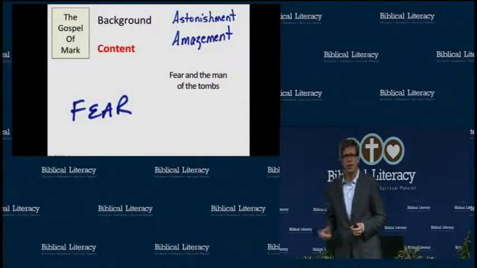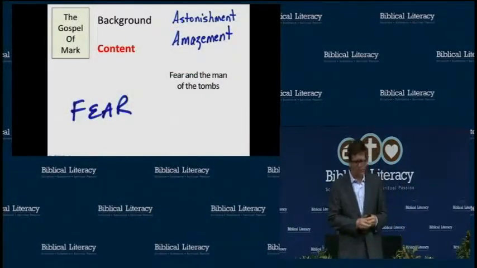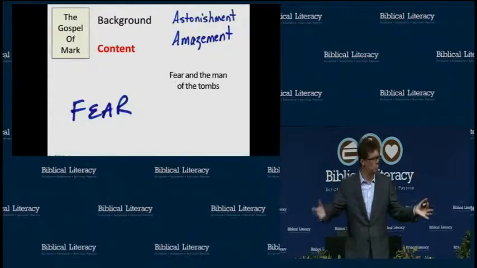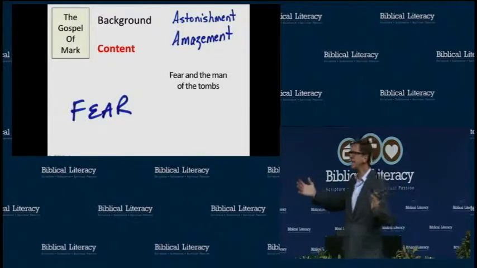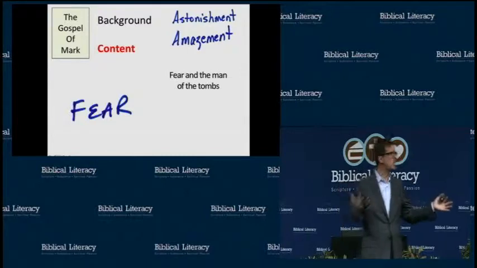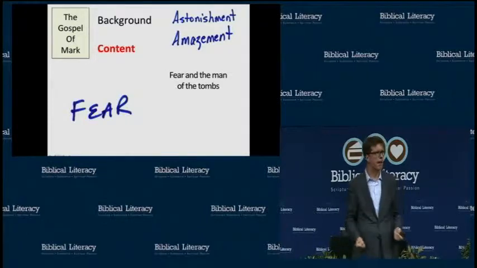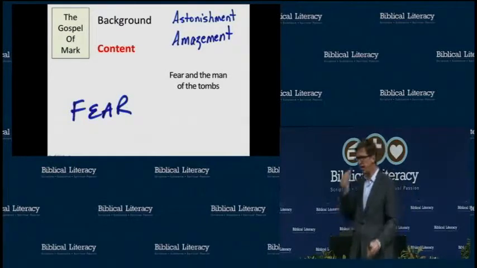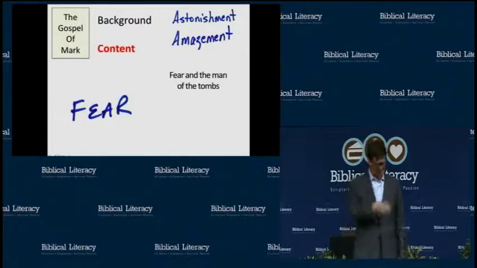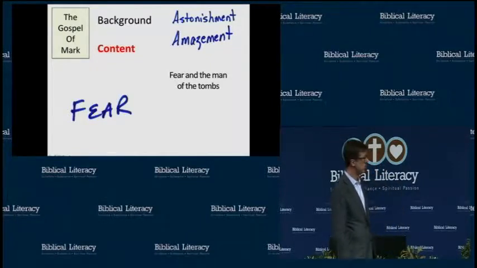The two examples of fear that I want to bring out. First, fear in the man of the tombs. Jesus and his apostles go across the Sea of Galilee. They get to the Gadarene area. And there is a man of the tombs who's demented, crazy, demon-possessed. He's supercharged. He can't be held. He can't be bound. He breaks the chains. He's got everybody scared to death. He just lives in the tombs. Dead man walking.